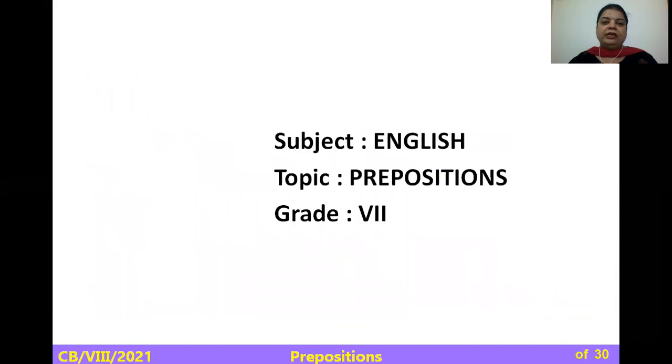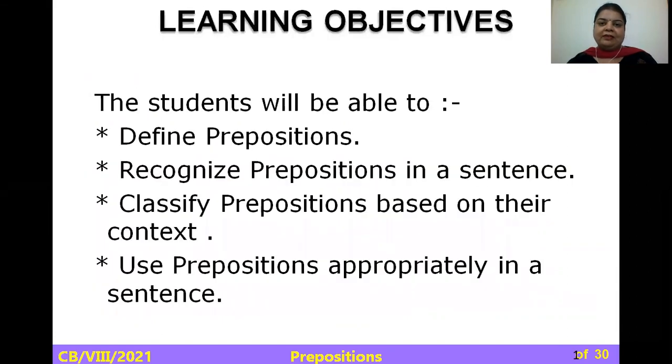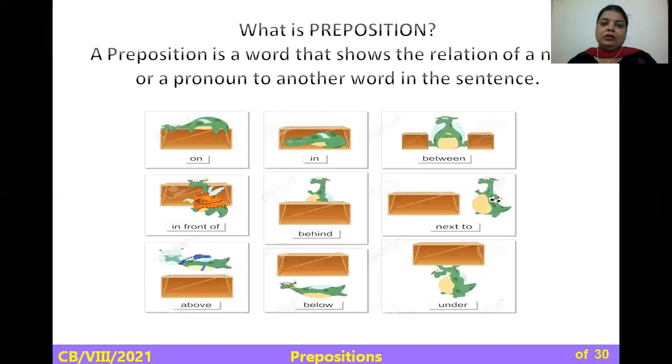So the learning objectives of today's class will be: the students will be able to define prepositions. The students will be able to recognize prepositions in a sentence. The students will be able to classify prepositions based on their context, and the students will be able to use prepositions appropriately in a sentence. So let's understand what a preposition is.